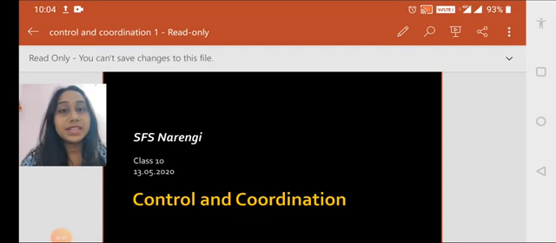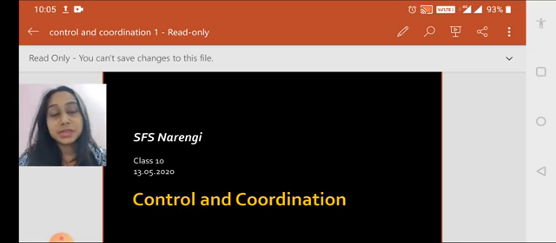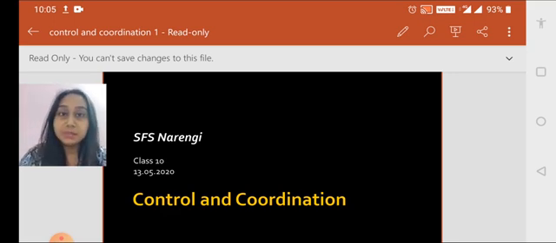Students, we have been studying the chapter control and coordination. By this time we have studied the control and coordination in plants and we have started the control and coordination in animals. We understood that in animals control and coordination is done by nervous system as well as endocrine system, and presently we are studying the human nervous system.